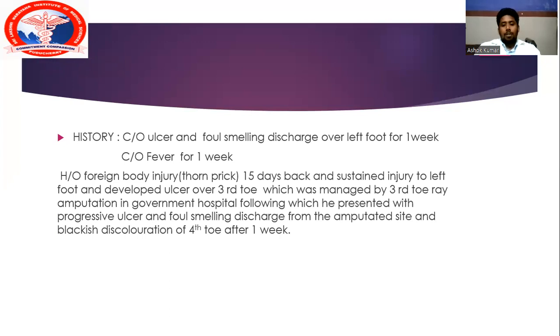When he developed the ulcer over the third toe, he went to a hospital. By the time, it was a state of wet gangrene, it seems. So third toe ray amputation was done in an outside hospital. Following which he presented to us with progressive ulcer, foul smelling discharge, and swelling over the left foot, with foul discharge even from the amputated site. And the main thing is he had blackish discoloration over the fourth toe also.